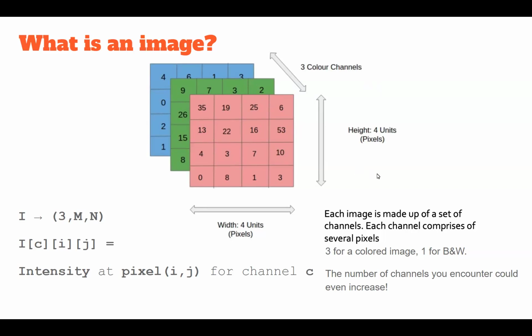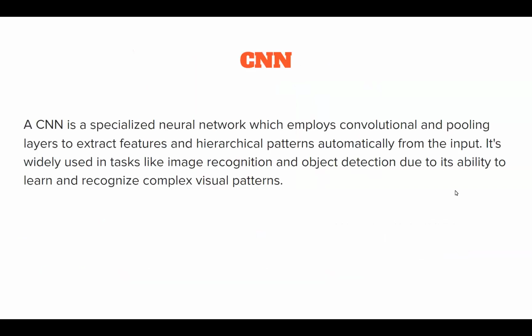Go to the next slide. We just covered this last in the boot camp as well, a very rough idea of CNN, but I think in the lectures we did it comprehensively. CNN is a specialized neural network which employs convolutional and pooling layers to extract features and hierarchical patterns automatically from the input. It's used for any sort of image task because you don't lose your spatial information.